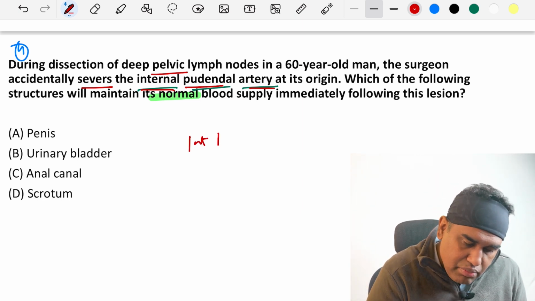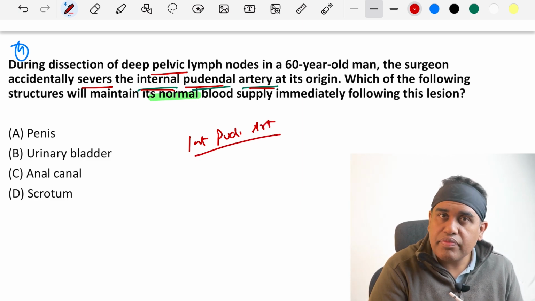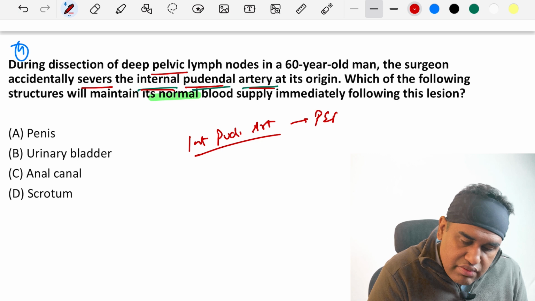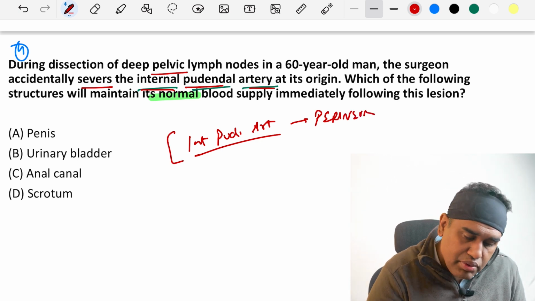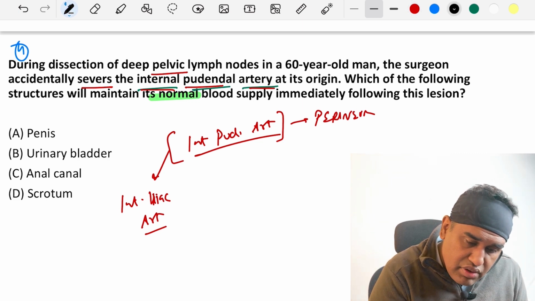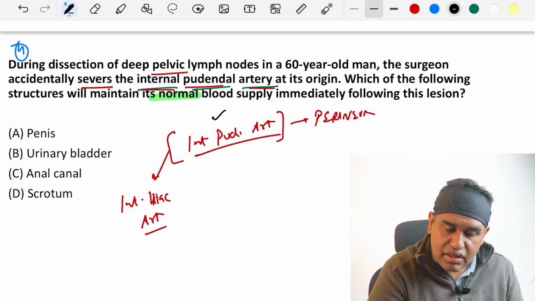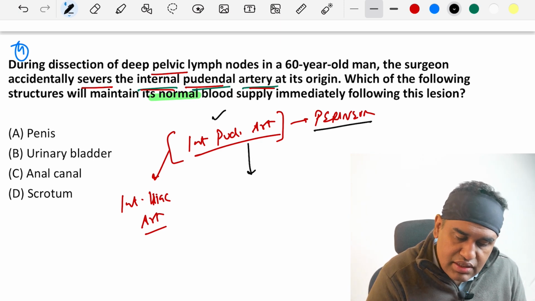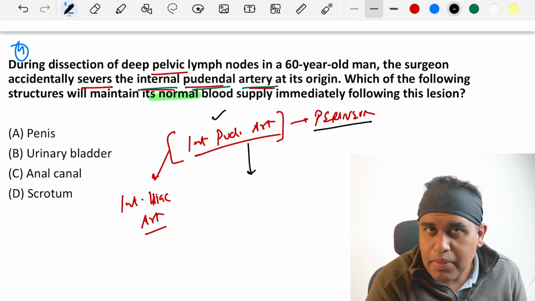Now, the internal pudendal artery is a branch of... We have discussed earlier also that this artery is the main artery supplying which region? Perineum. Okay. The internal pudendal artery comes from which artery? It comes from the internal iliac artery. Therefore, this lies in the pelvis. So that tells us that in the pelvis we have this internal pudendal artery. Now this is the artery of the perineum. So what will it supply? It will supply the structures in the perineum.